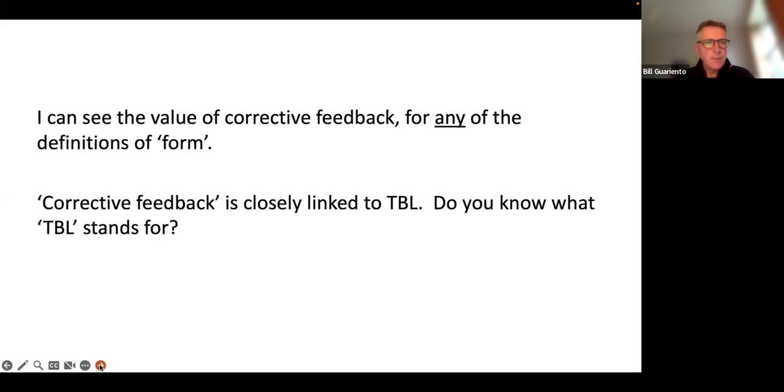Okay, let's look at the value of corrective feedback. So in my opinion, corrective feedback is always useful for any of our 3 definitions of form. Now, corrective feedback is closely linked to TBL. Do you know what TBL stands for? Does anybody know what is TBL?